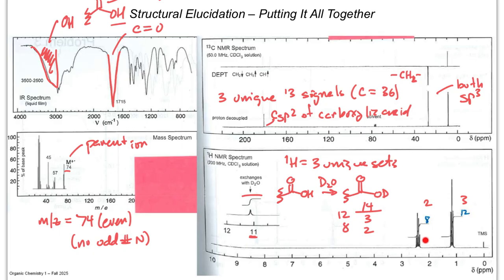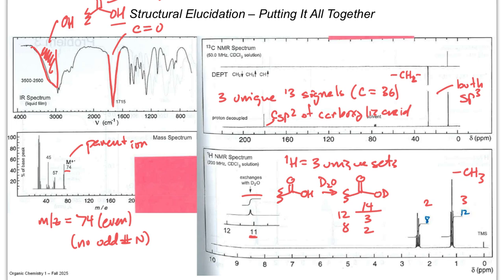So what that's saying is this signal at 2.5 has 2 attached hydrogens. And we know that from the carbon NMR because of that DEPT spectrum. So that has to be a CH2. So therefore, the remaining one that we were unsure of now has to be a CH3 group. So our third fragment is CH3.